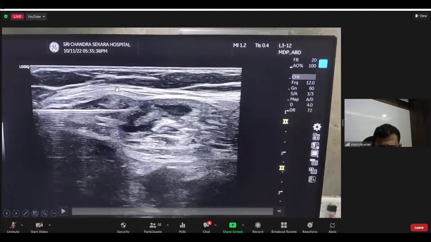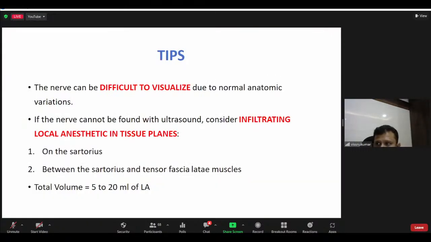And I usually give like 10 ml of the local anesthetic. Ideally, 5 is enough. And if you're not able to visualize the nerves properly, or if it is not associated with the pulsatile artery, then we can directly deposit 10 ml of local anesthetic. This is as per the literature, and it is going to give a wonderful result. So the nerves, as I told you, can be difficult to visualize due to normal anatomic variation. So if you perform blind blocks, only 10% are going to work.